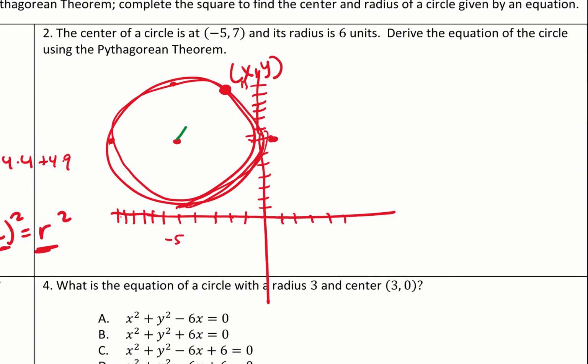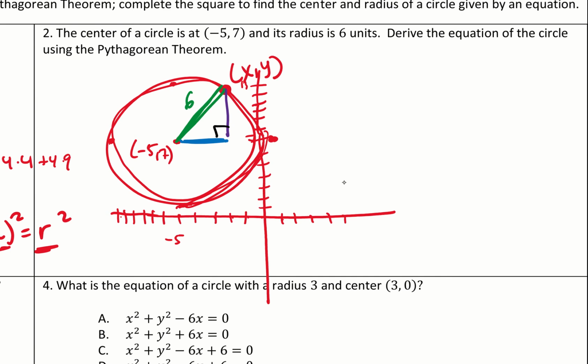And so the radius here is given in green. It's going to be 6. And let's call this x and this y. So notice that this makes a right triangle. And so we can use the Pythagorean theorem here. Now we know that the center is -5, 7.